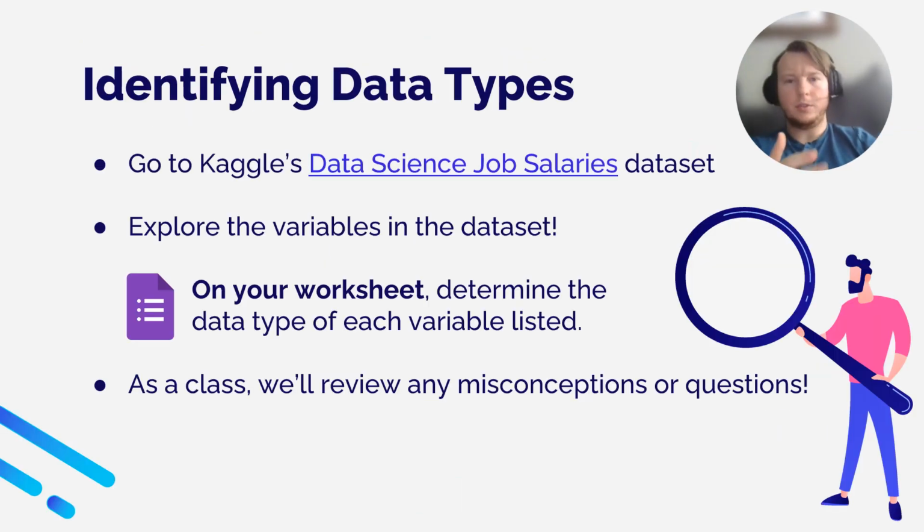So we're going to have students practice this with this Kaggle Data Science Job Salaries dataset. There's a couple different kinds of variables in the dataset, and on today's worksheet we have spaces for them to determine the data type of each variable listed. We want to review the answers as a class, reviewing any misconceptions or questions. Sometimes students mix up, especially the numeric variables, but also sometimes whether a variable has order or not on the qualitative side can also give them some trouble.